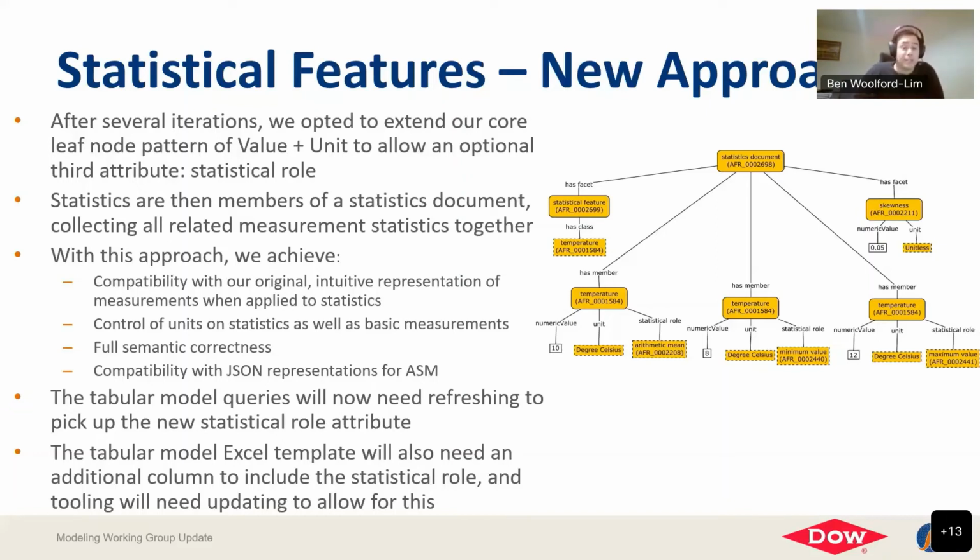The caveats to this, and there's always a downside, is as a result of this change to the core value unit pattern, we now have to update the tabular model queries, which have been stable for the last 2 years, I believe. They'll need a small refresh to pick up this new optional statistical role attribute. So as a result, any software leveraging those tabular model queries should ideally update to be able to read new future models using this approach.